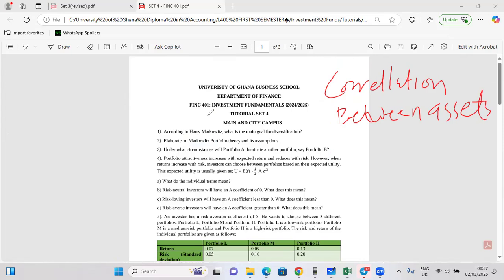So correlation between assets. The relationship between different assets is captured by their correlation. Assets that are negatively correlated are ideal for diversification as they move in opposite directions, which helps reduce the overall portfolio risk, right? So using people as an example, someone who likes talking, and then someone who is reserved and doesn't like talking, right? You have some kind of negative correlation, or someone who dances and someone who sings, right? There's some kind of difference there.